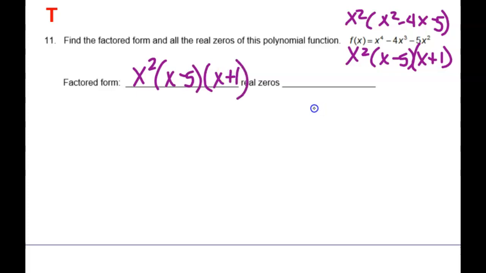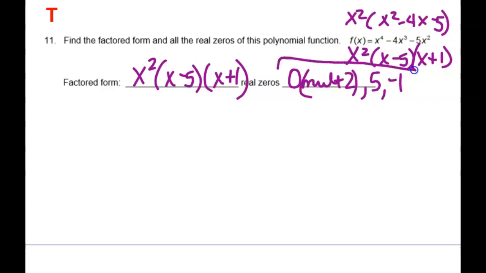So where are the real zeros, guys? 0, and that's multiplicity 2. It didn't ask you to write that, and you won't have to. I'm just trying to review that concept again, okay? And then here would be 5 and -1, and those are each multiplicity 1. Any questions? Yes. No, absolutely. Any order. Good question.